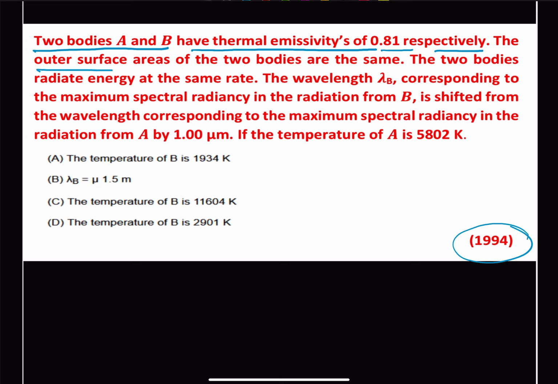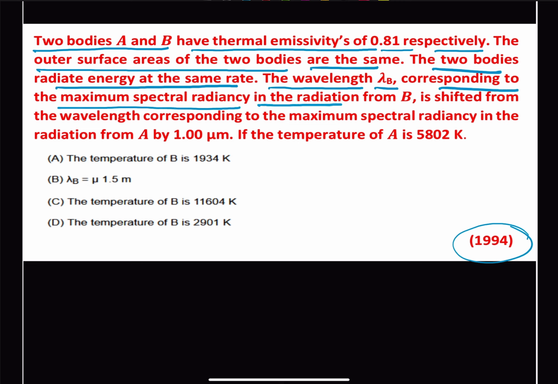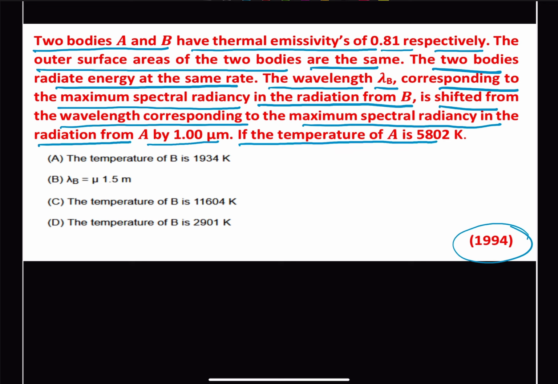The outer surface areas of the two bodies are the same. The two bodies radiate energy at the same rate. The wavelength lambda B corresponding to the maximum spectral radiance in the radiation from B is shifted from the wavelength corresponding to the maximum spectral radiancy in the radiation from A by 1 micrometer. If the temperature of A is 580 Kelvin, we have to find out all these options. Basically, we have to find out the temperature of B, and the wavelength, that is our lambda B.